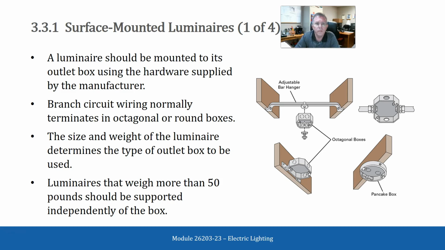Surface-mounted luminaires. A luminaire should be mounted to its outlet box using the hardware supplied by the manufacturer. Branch circuit wiring normally terminates in an octagonal or round box. The size and weight of the luminaire determine the type of outlet box to be used. Luminaires that weigh more than 50 pounds should be supported independently of the box.